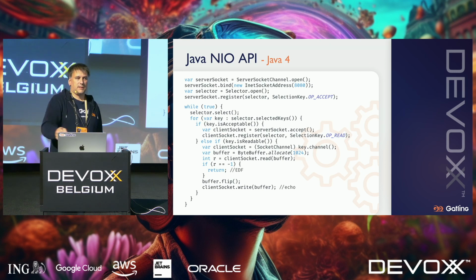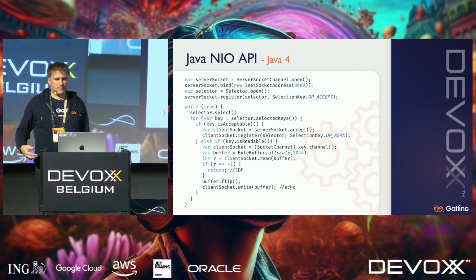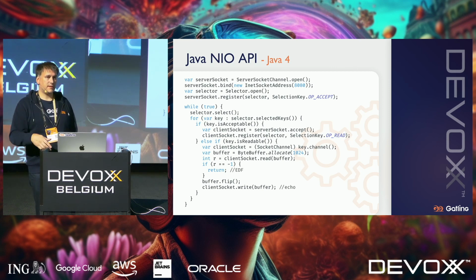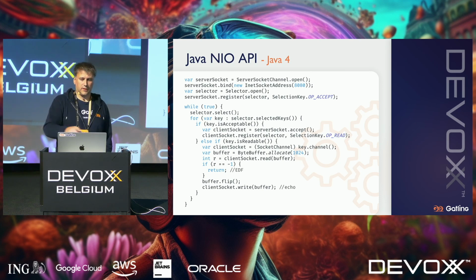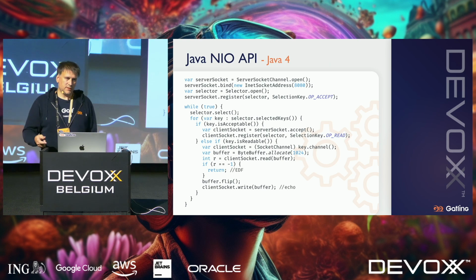And for each selected key, meaning each entry in our ready list, we're going to check, is this an accept event? In this case, we're going to accept the socket and create a client socket that we're going to register on our selector for read events. Otherwise, if it's a read event that's available, we're going to get the client socket and read from it. And here, we're writing back on the socket. So basically, we're implementing an echo server.